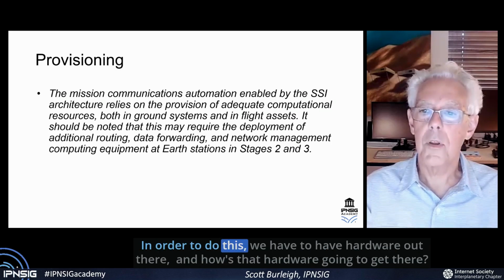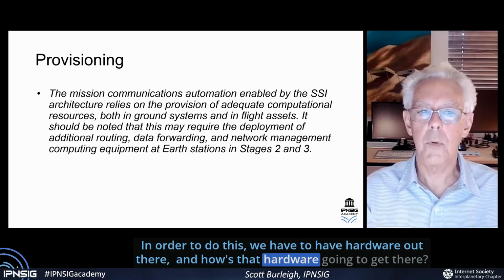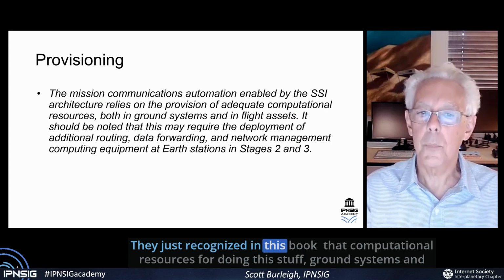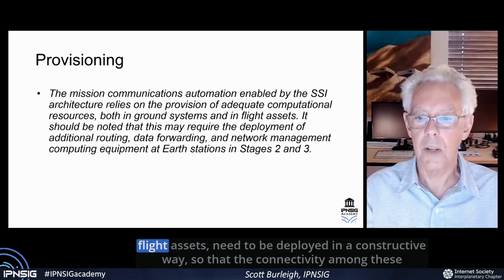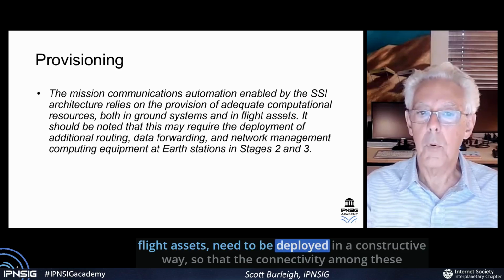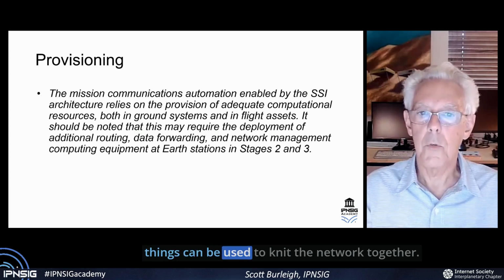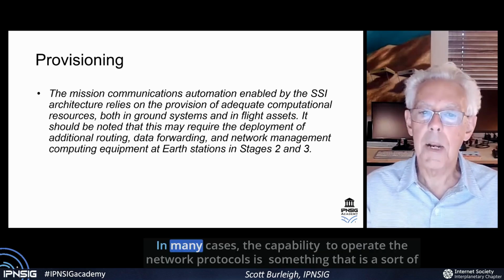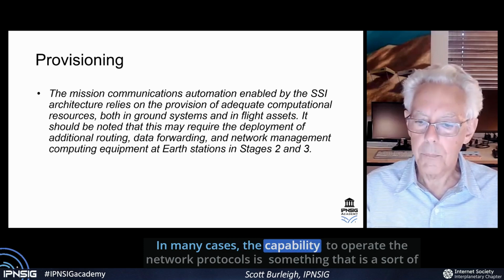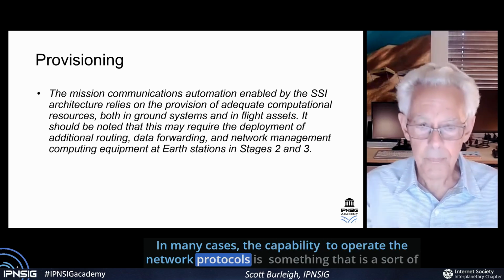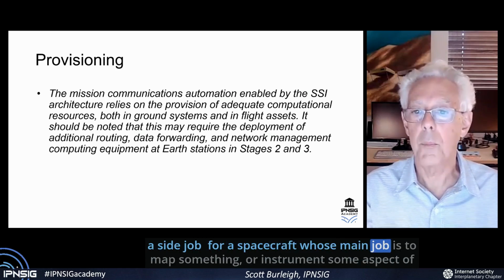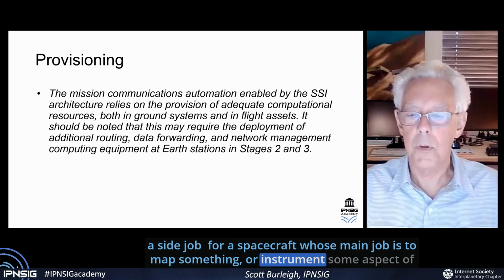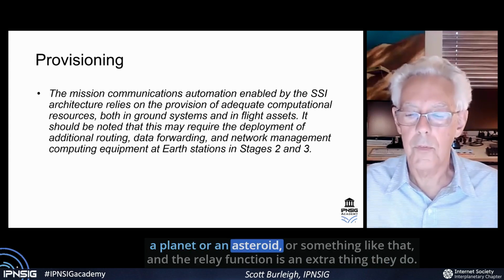In order to do this, we have to have hardware out there. And how's that hardware going to get there? It is recognized in this book that computational resources for doing this stuff, ground systems and flight assets, need to be deployed in a constructive way so that the connectivity among these things can be used to knit the network together. In many cases, the capability to operate the network protocols is sort of a side job for a spacecraft whose main job is to map something or instrument some aspect of a planet or an asteroid or something like that.